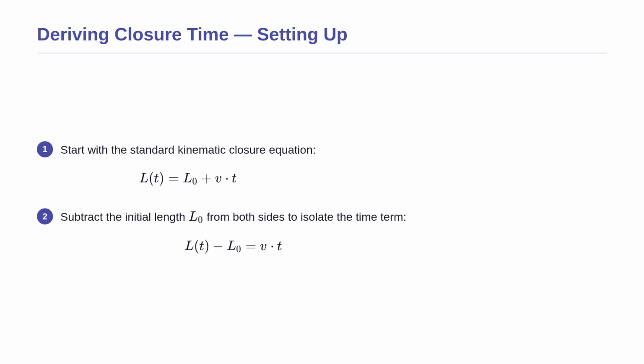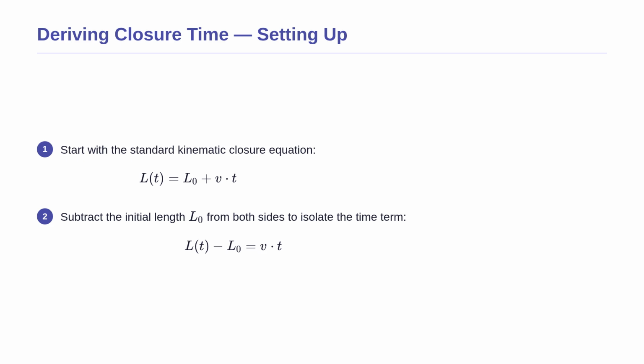So, we have successfully used our formula to find the length. This brings us to an important question. What if we know the required length, but need to find out how long it will take to close? To do this, we must rearrange our kinematic equation to solve for the unknown time variable, t.